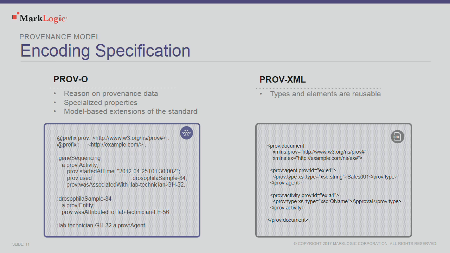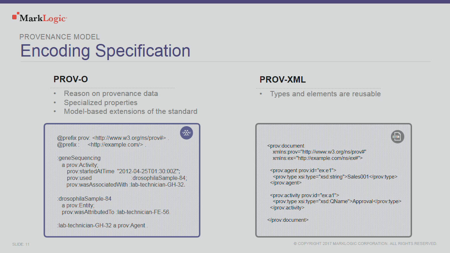We have a little bit more on this one. It's something about gene sequencing. It is an activity. It has associated with it an entity that I'll call sample 84, because I'm not going to try the first name. And also an agent called Lab Technician 32, not shown here. We also have another agent, Lab Technician 56. So what this is telling us is this particular gene sequencing instance was an activity that started at a particular time. There's no end time, so it might still be going on. It used sample 84. Sample 84 was attributed to Lab Technician 56, and it was associated with Lab Technician 32, with no further information at this point in time.